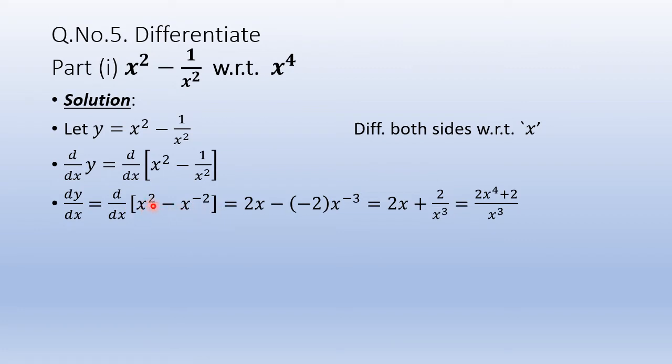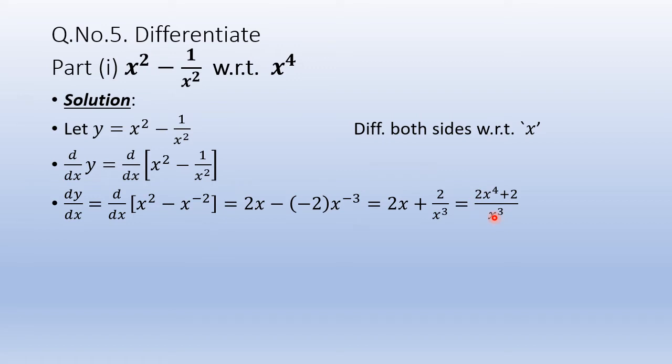Derivative of x square becomes 2x, and the derivative of this minus remains as it is, and the derivative of x to the power minus 2 becomes minus 2x to the power minus 2 minus 1, that is minus 3. Now you can adjust this minus, it becomes plus, and we get 2x plus 2 divided by x cubed. This x to the power minus 3 can be written as 2 divided by x cubed. Now you can take the LCM, and the result is 2x to the power 4 plus 2 divided by x cubed.